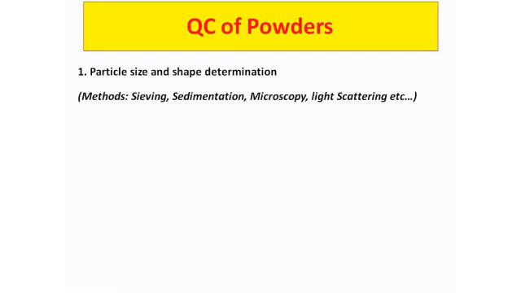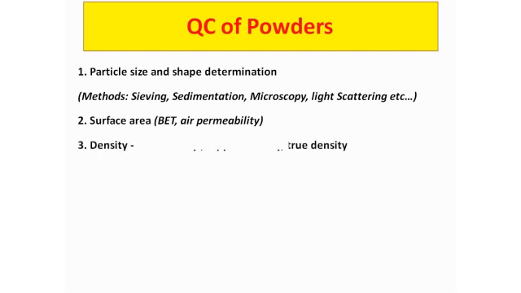Now let's see the QC of powder, that is the quality control of powder. How are we going to perform the quality control of powder in the industry? What are the tests actually performed for quality control of the powder? Number one, particle size and shape determination. For determining the particle size and shape, we can go for sieving, sedimentation, microscopy, and light scattering, right? Now surface area, how are we going to determine it? BET, right? We have already discussed.